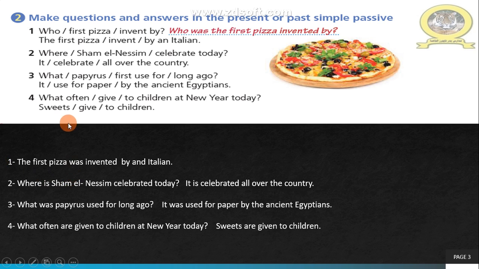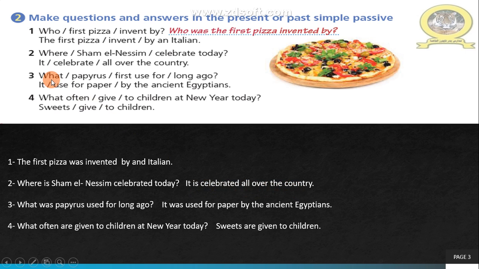Number 2, where is Sham al-Nasim celebrated today? The answer, it's celebrated all over the country.